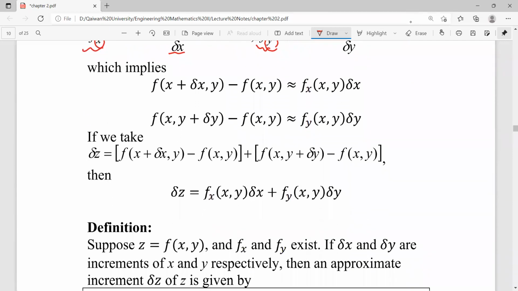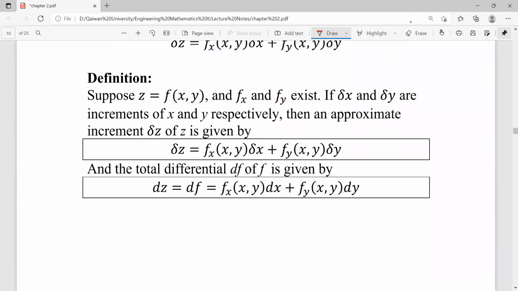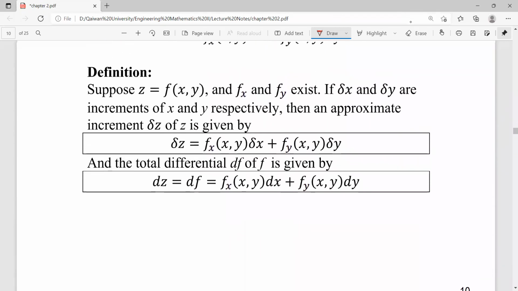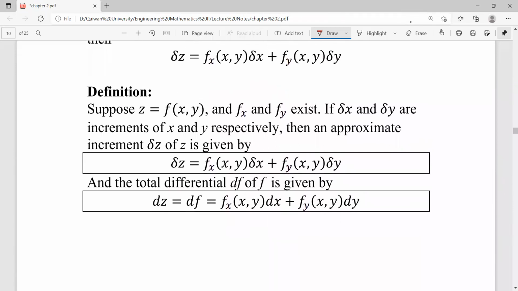No, you don't need to memorize this. Only the last equation here you should know. You should know only this one.